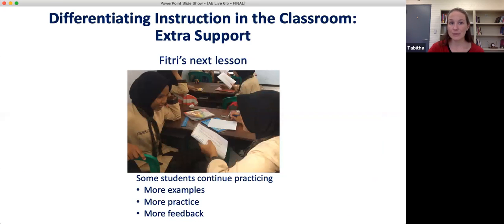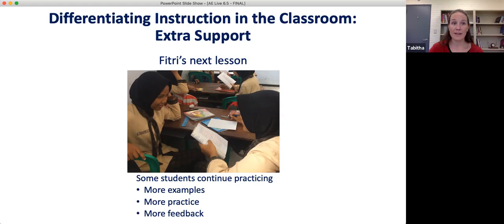Let's say Fitri used her checklist during the last lesson and saw that most of the class had made mistakes when giving spoken compliments, but 5 students had consistently been able to give spoken compliments correctly. She can plan activities for most of the students where they continue to practice giving spoken compliments, where they have more examples, more practice, and where they continue to get feedback on their progress.